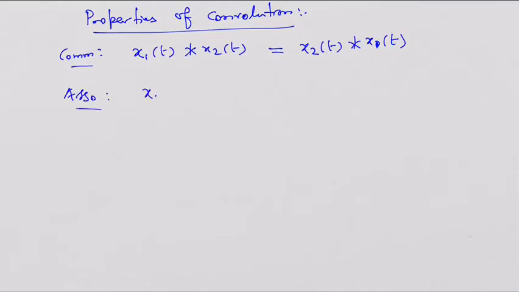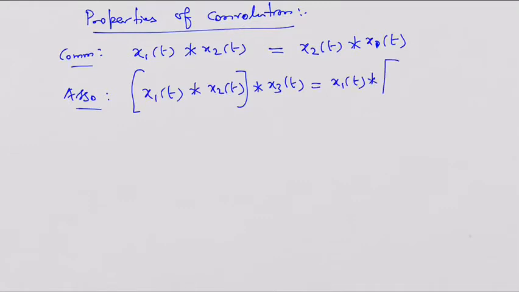The next property is called associative property. How will you express associative property in CT LTI systems or in convolution integrals? x1 of t convolved with x2 of t, and finally the result is convolved with x3 of t, can be expressed as taking the convolution of x2 of t with x3 of t, and then the final result convolved with x1 of t. Associative property.